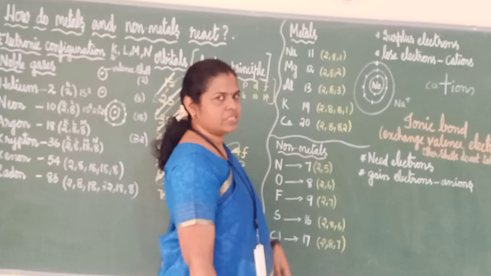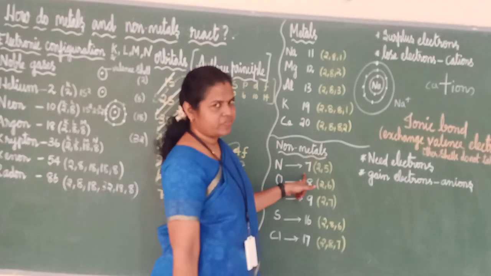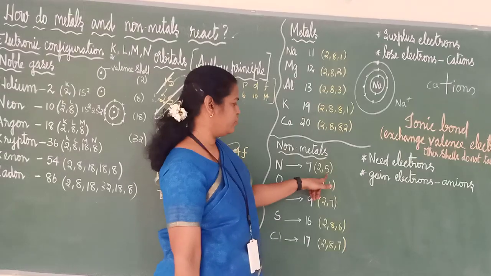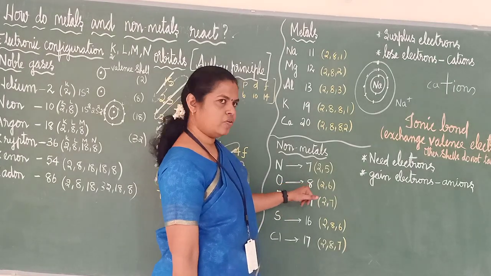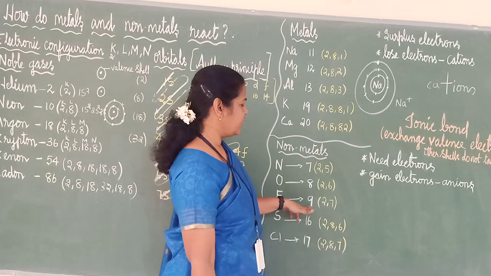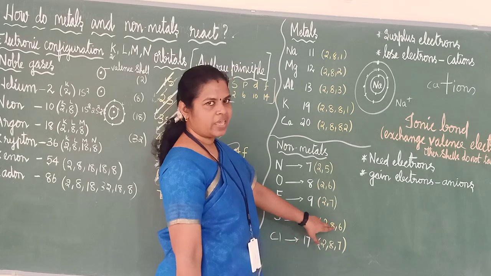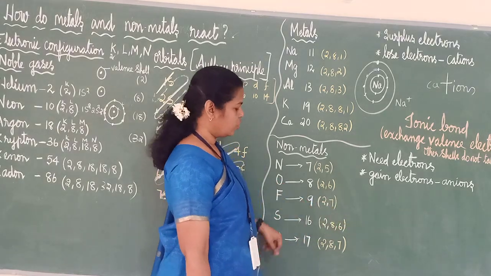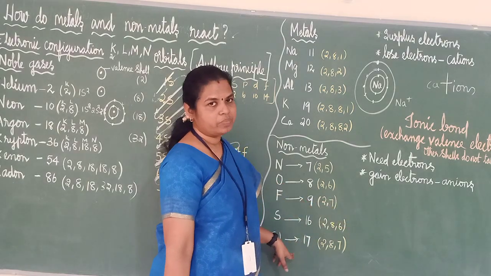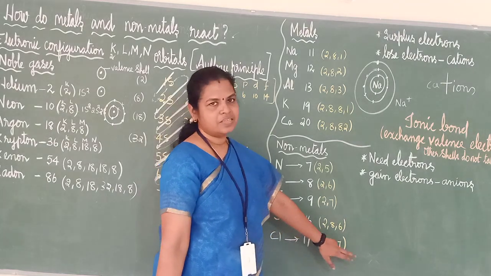We will check in non-metals how it is happening. Okay. In nitrogen, the atomic number is 7. How will you split? 2, 5. Oxygen, 8. How will you split? 2, 6. Fluorine 9, 2, 7. Sulfur, how will you split? 2, 8, 6. Chlorine, atomic number is 17. So you will split it as 2, 8, 7.